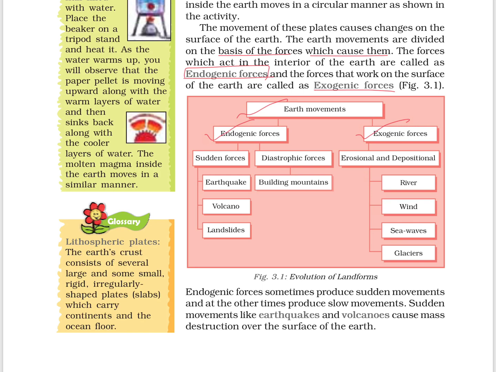So in endogenic forces we have sudden forces like earthquake, volcano, landslides, and we have diastrophic forces, means slow forces, for example building mountains. Next we have exogenic forces. These are erosional and depositional, like by river, wind, sea waves and glaciers. Moving on to here, we have lithospheric plates definition. The earth's crust consists of several large and some small rigid irregularly shaped plates which carry continents and ocean floors.